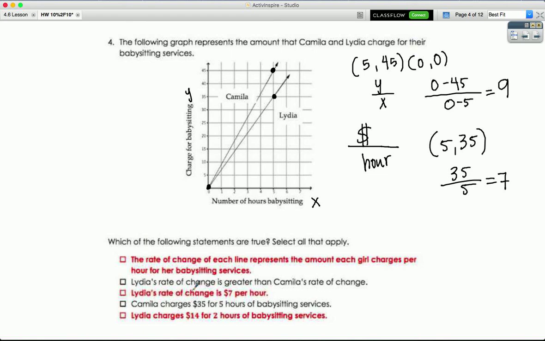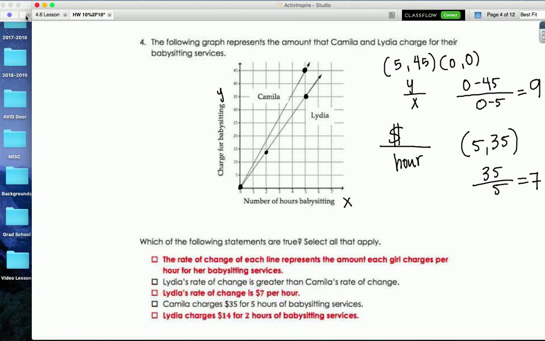Camilla charges $35 for 5 hours of babysitting services. Well, if that were true, at 5 hours Camilla's linear function would be falling on 35. Well, that's not true. That is what is true for Lydia, but not Camilla. And then Lydia charges $14 for 2 hours of babysitting services. So at 2 hours, it's approximately at 14. It's a little bit below 15, so that is true.